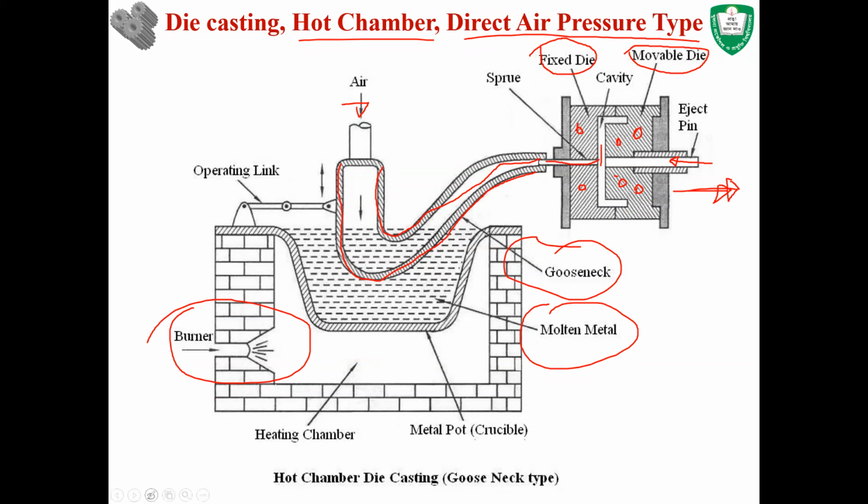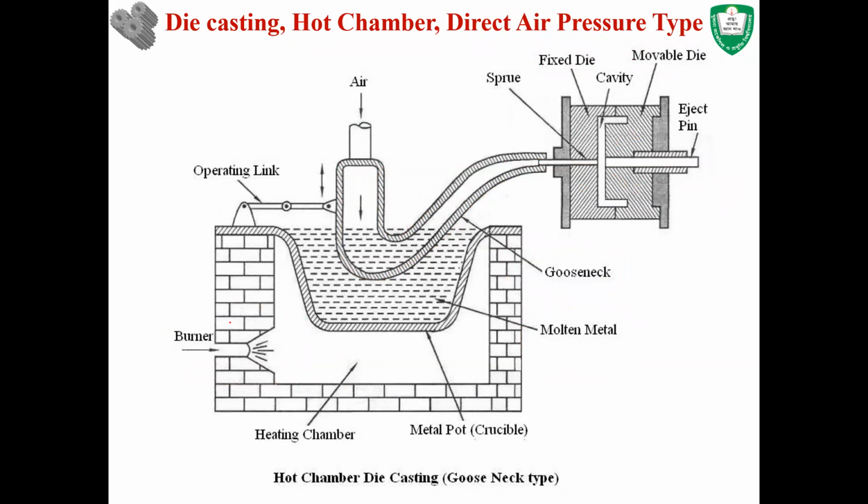I would like to explain this once more so that you get a clear concept of this hot chamber die casting machine. We have a hot chamber where the molten material is produced. We have an empty gooseneck, and we take a certain amount of molten material into it by dipping it into the molten material. Then we put the gooseneck in position and apply air pressure, so that the molten material flows through the gooseneck to the cavity.